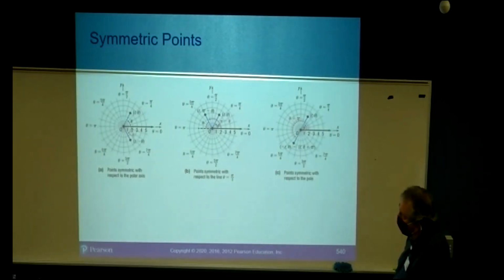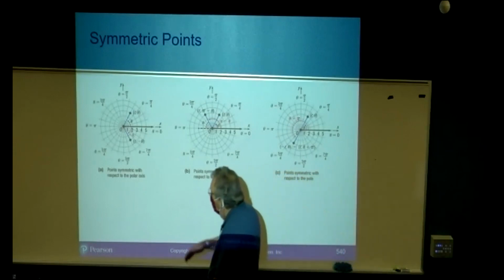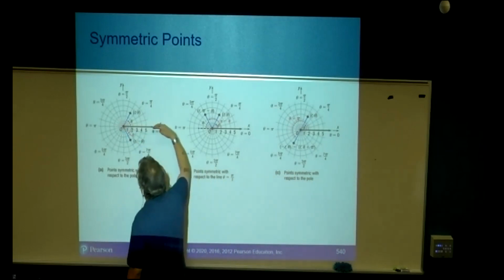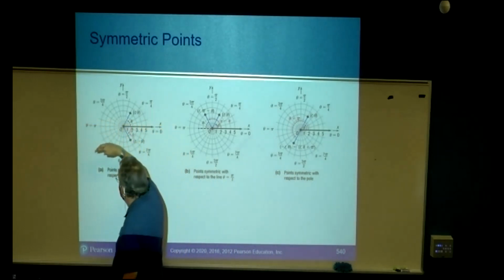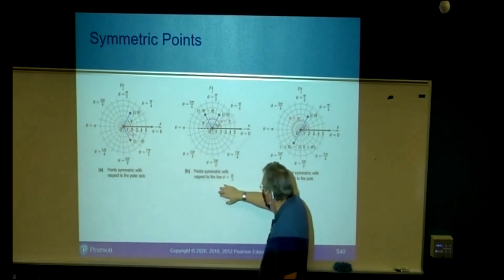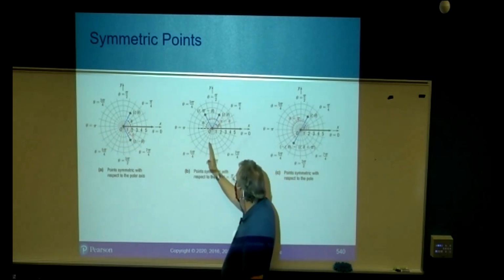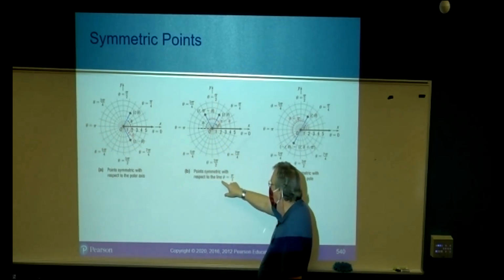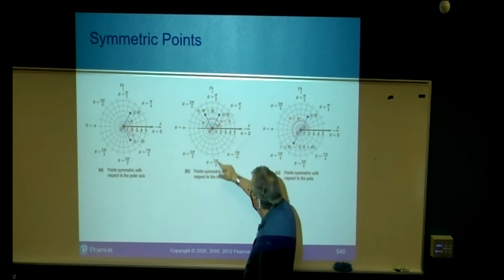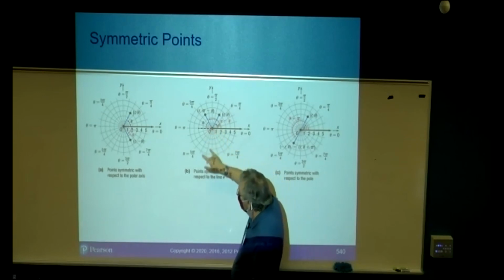Now we're going to look at the symmetry. Symmetric points. And we talk about symmetry with respect to the polar axis, so that's either in the positive direction or the negative direction. Symmetry with respect to pi over 2, so that's both positive and negative directions, because they say the line theta equals pi over 2, so that also extends down this way. So we look at those.